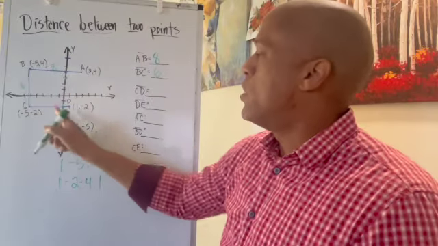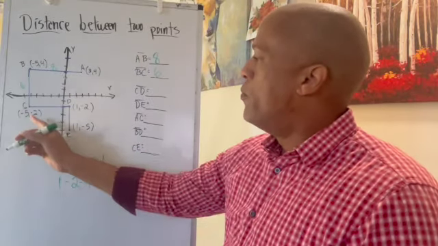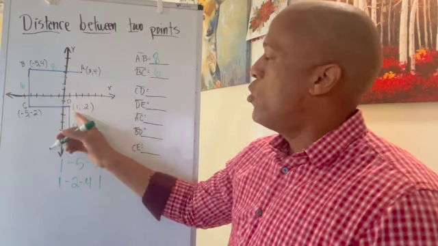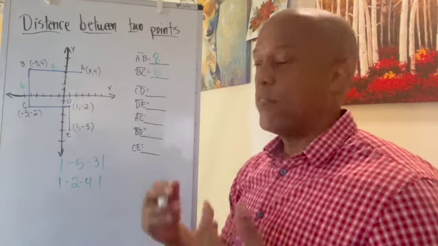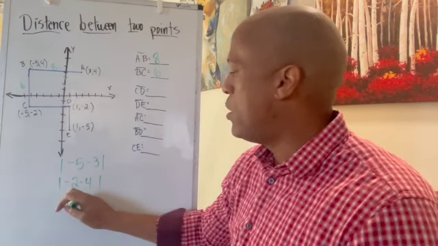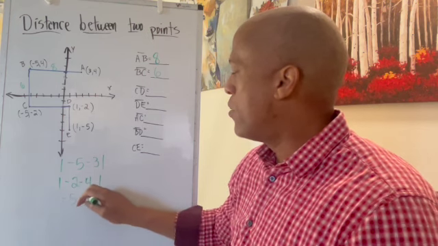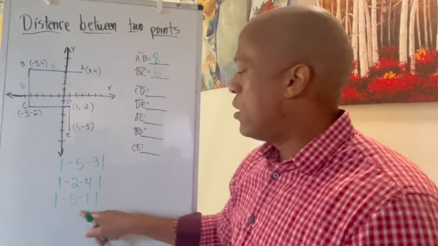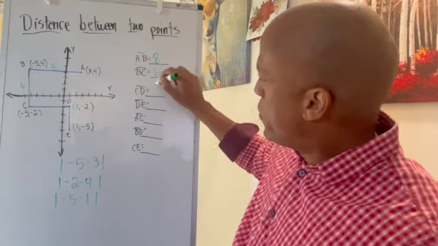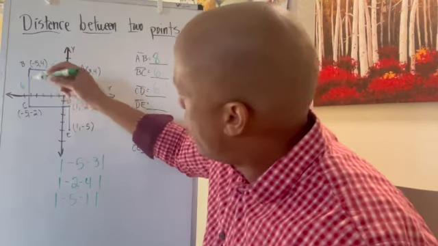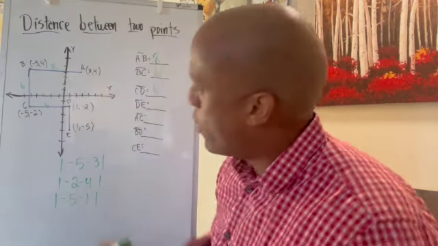Okay, the distance between C and D: -5, -2, 1, and -2. The -2s are the same. I need the distance between -5 and -1. So again, that looks like it will be 6. Then I'll write the 6 in here for later reference.